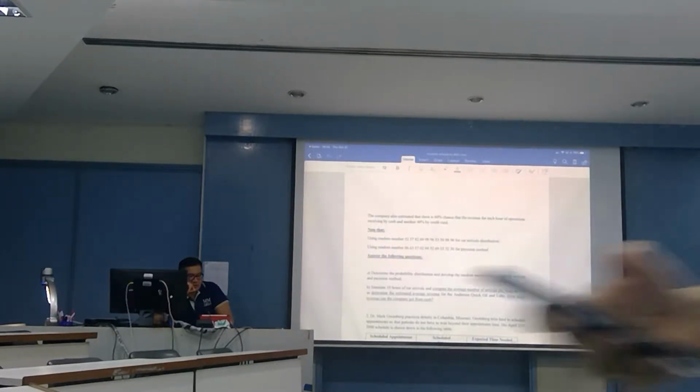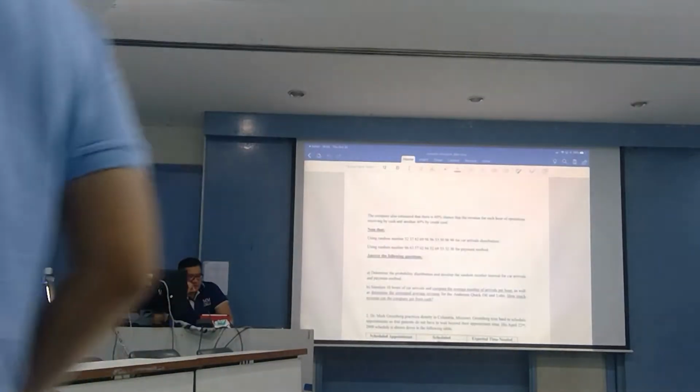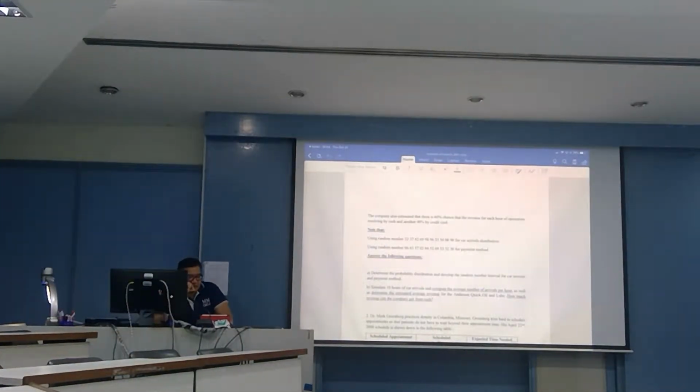Question A is to determine the probability distribution and the random number interval for car arrivals and the payment method. The second one, question B, is to simulate 10 hours of car arrivals and compute the average number of cars per hour, as well as determine the estimated average revenue for the Edison Quick Oil and Lube. How much revenue can we get from cash?